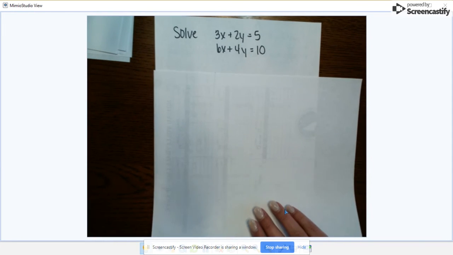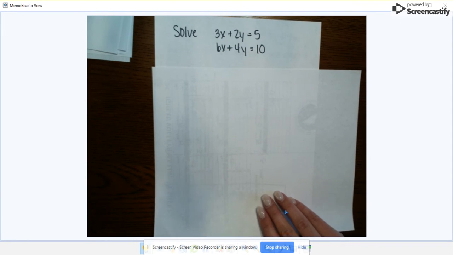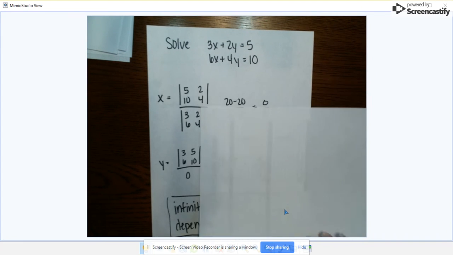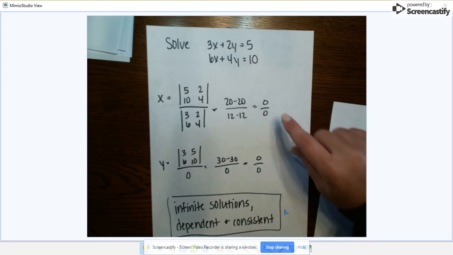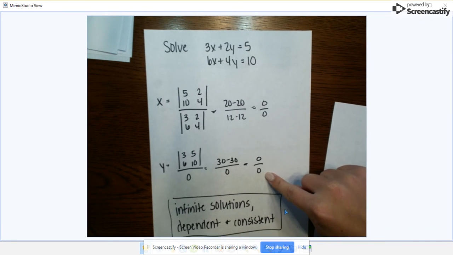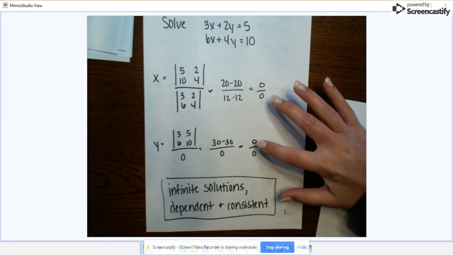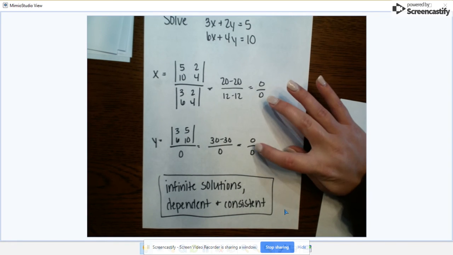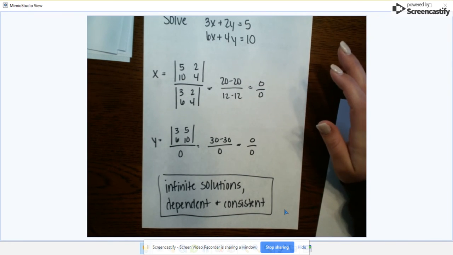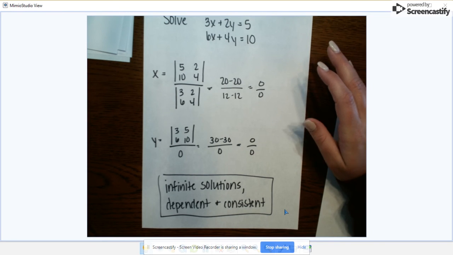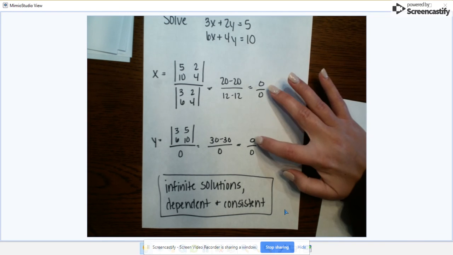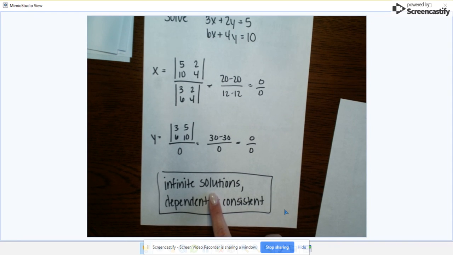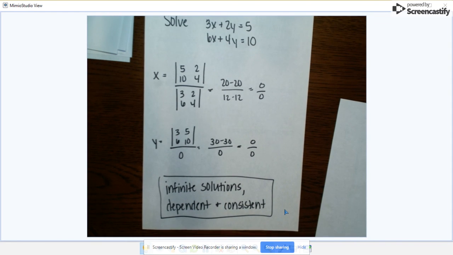Here's another example: 3x plus 2y equals 5 and 6x plus 4y equals 10. Again, using our Cramer's rule definition, we get 0 over 0 and 0 over 0 as our xy. We cannot divide by 0, which is why this poses a problem. So we go back to classifying our systems rules, and since one or both of our numerators are 0, that means we have infinite solutions. Graphically, that would mean that they're the same line.